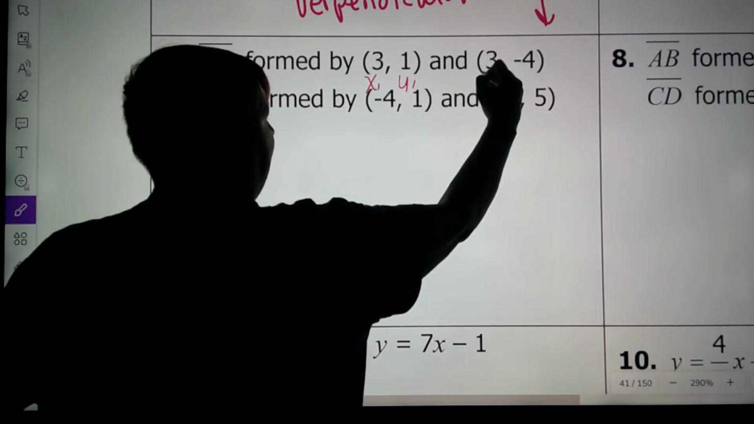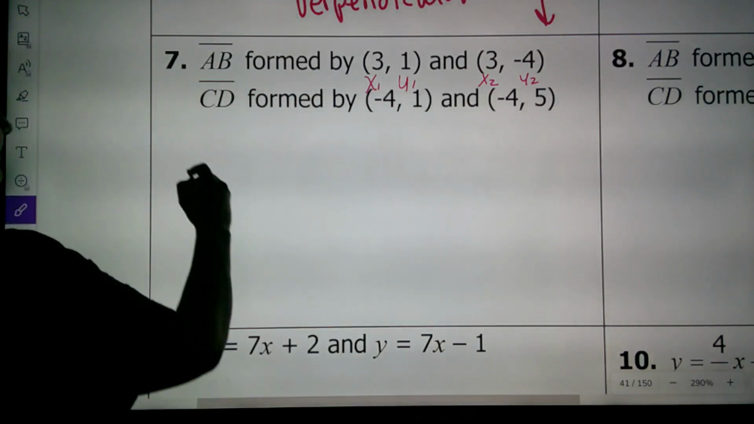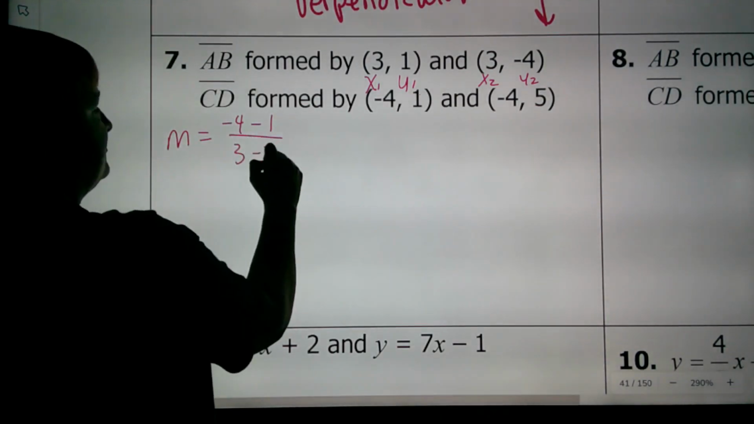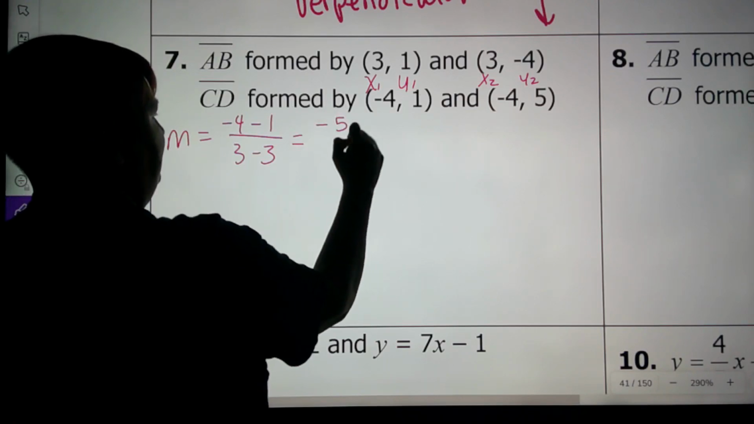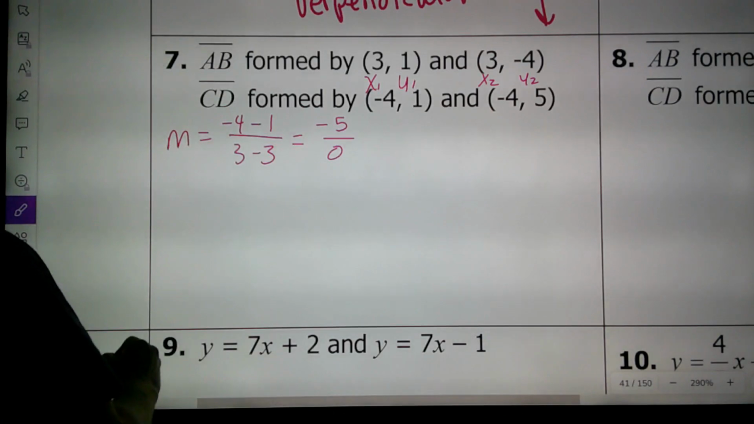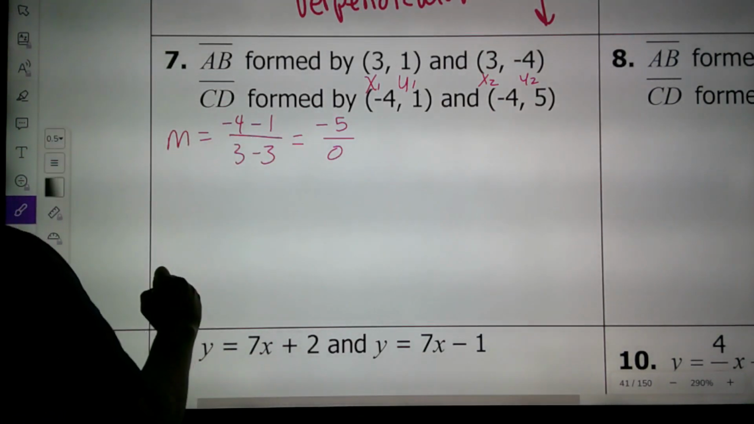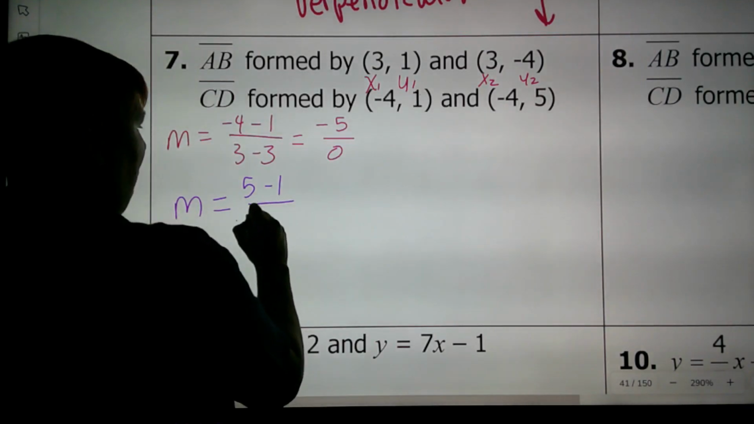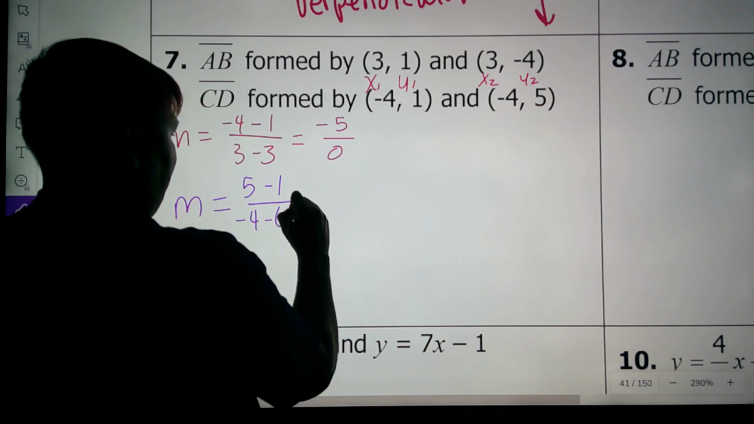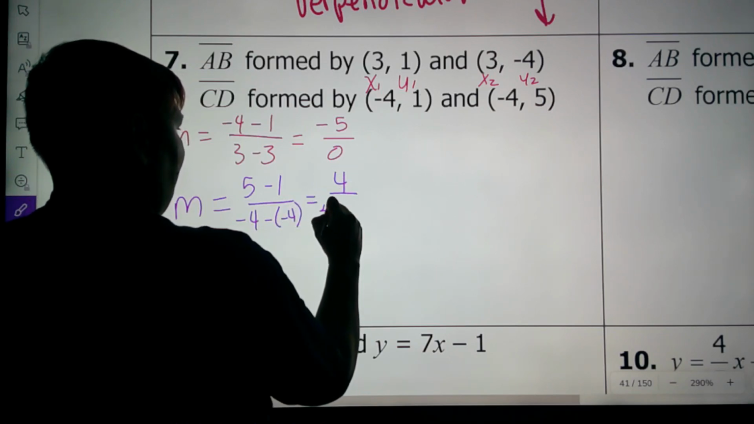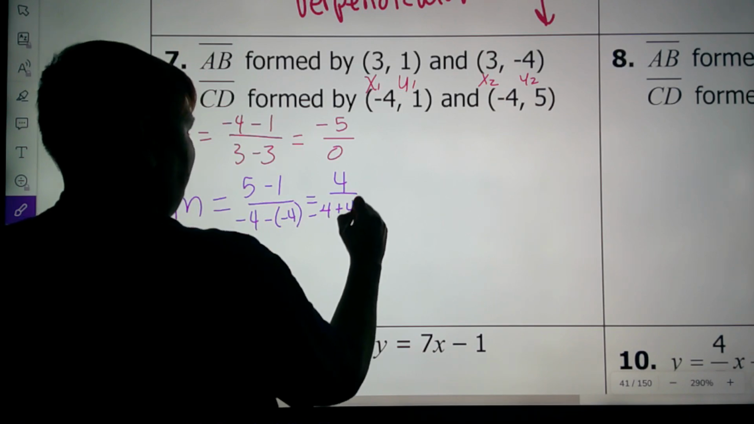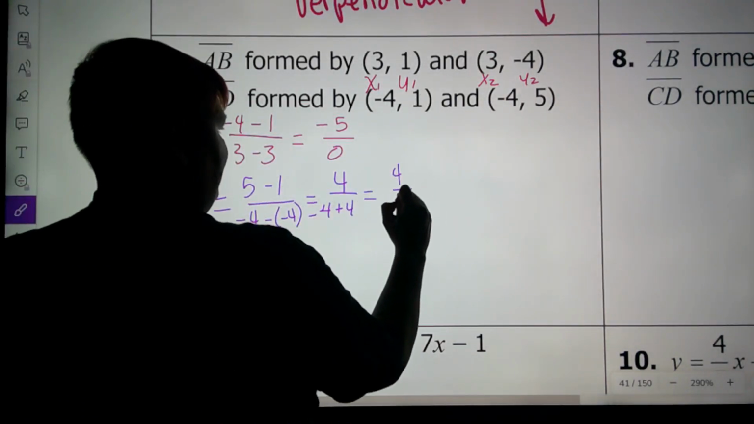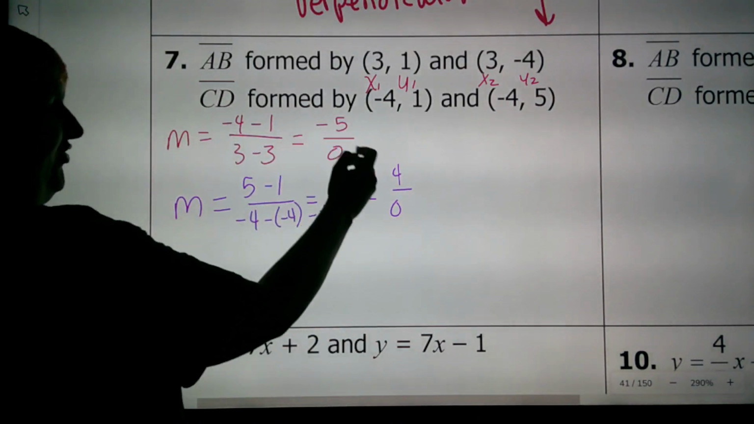x1, y1, x2, y2. The first line is negative 4 minus 1 over 3 minus 3. Oh, we have another weird one. Negative 5 over 0, undefined. And the second one is 5 minus 1 over negative 4 minus a negative 4, which is 4 over negative 4 plus 4, which is 4 over 0. So they're both undefined.